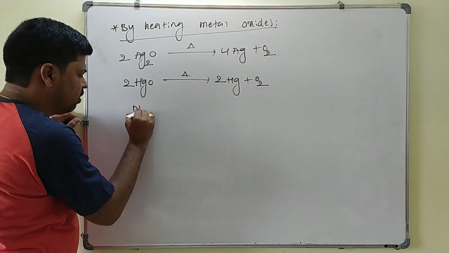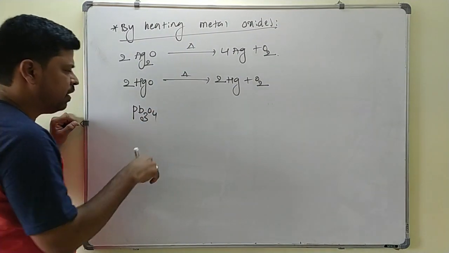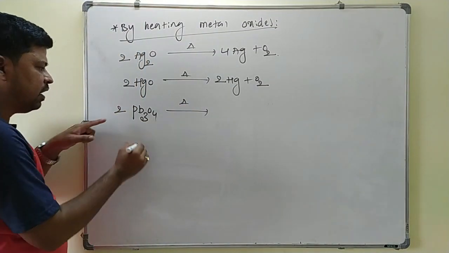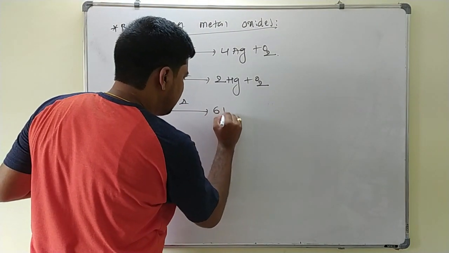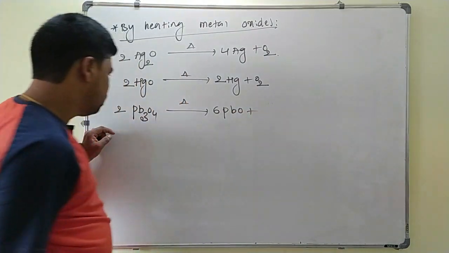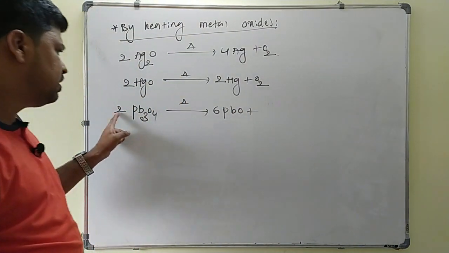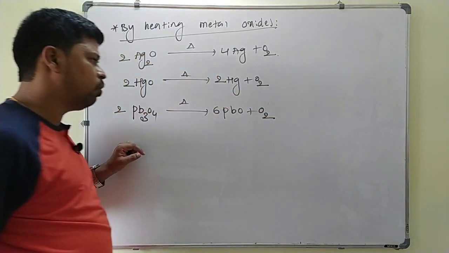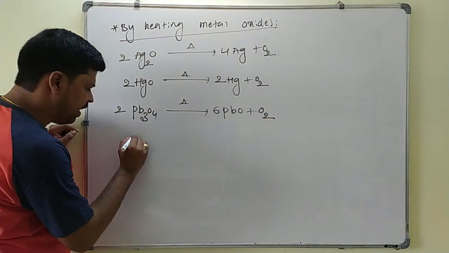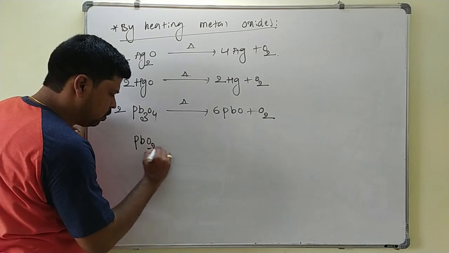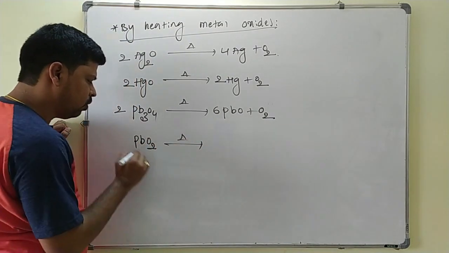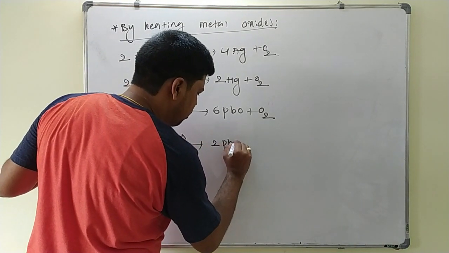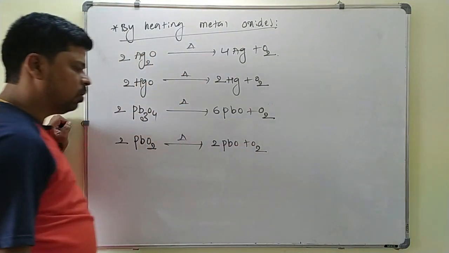Next you can take Pb3O4. On heating, you take 2 moles here, so that you will get 6 times of PbO, and the remaining oxygens, how many oxygens are there here? 2 oxygens are coming outside, that will be O2. Or else you can take PbO2 also. This PbO2 on heating, you take 2 moles, again you will get 2 moles of PbO plus O2.